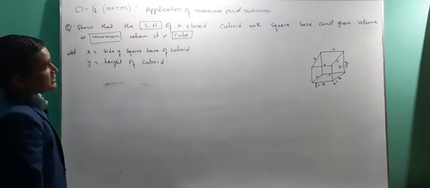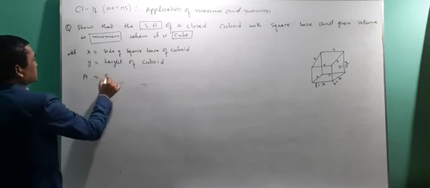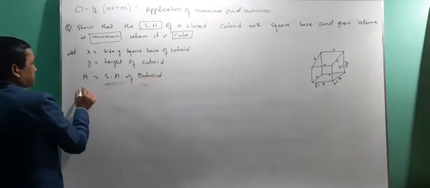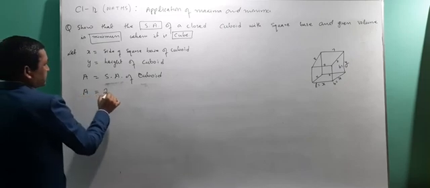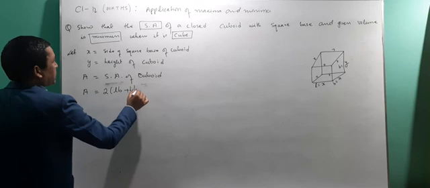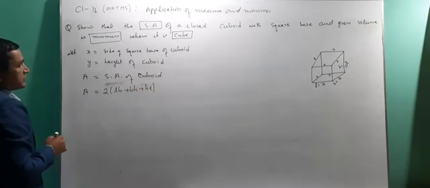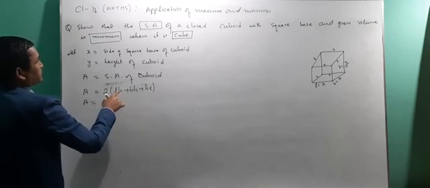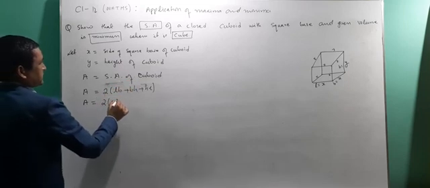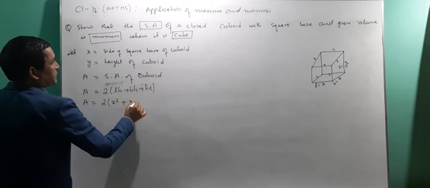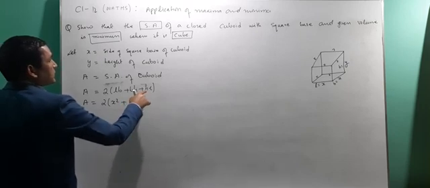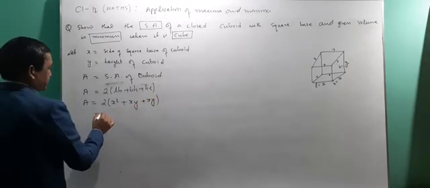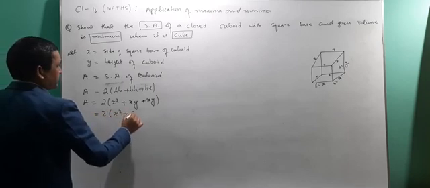The question asks us to prove the surface area is minimum, so let A equal the surface area of the cuboid. Surface area of a cuboid is 2(length times breadth plus breadth times height plus height times length). Substituting, A equals 2(length times breadth, which is x square, plus xy, then height times length, xy). These are like terms, so A equals 2x square plus 2xy.